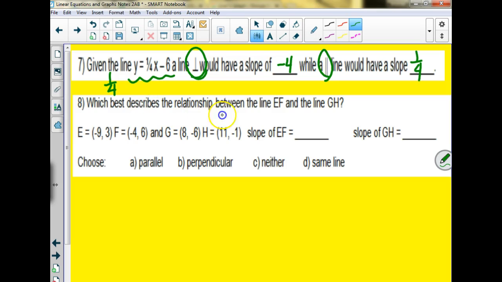Okay, which of the following describes the relationship between EF and GH? This is on the quiz, question like this. EF is the line through these two. How are we going to figure out the slope?